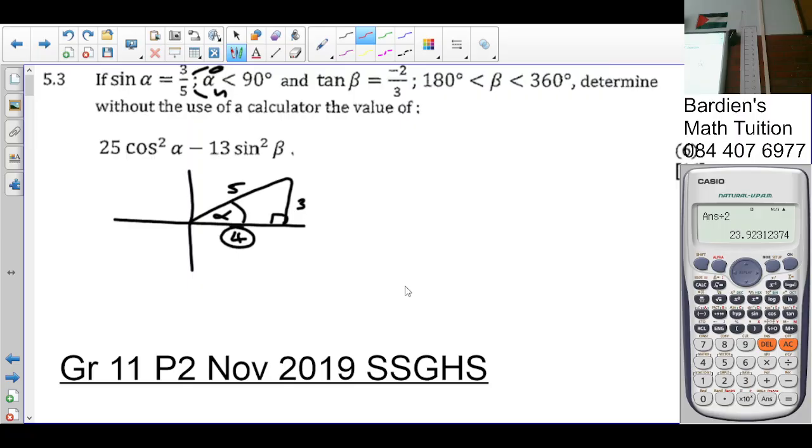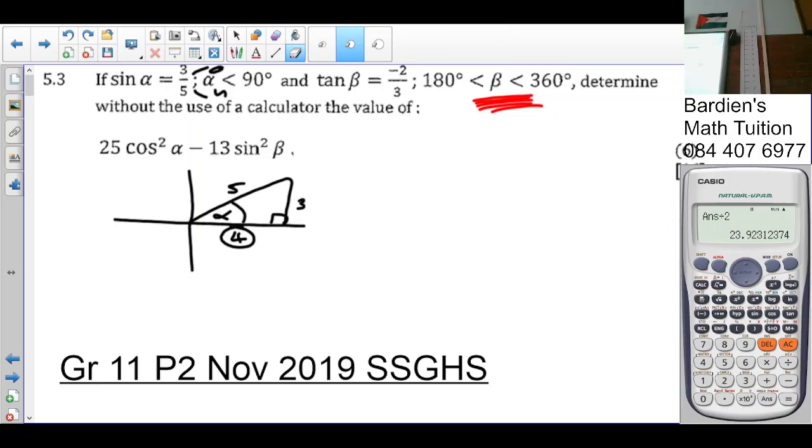Right. Tan of beta is equal to negative 2 over 3, which means to say tan is negative. Which quadrant is tan negative? All stations to Claremont. 2 and 4. But beta is greater than 180 but less than 360. This is speaking about quadrant 3 and 4. Which quadrant is this then in? Quadrant 4.